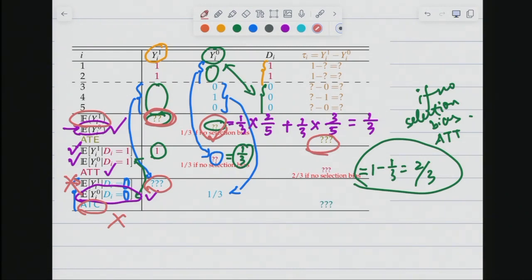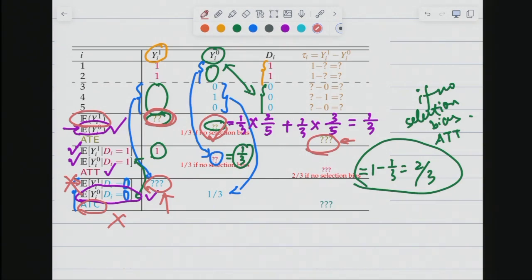So the key here is that no selection bias is only related to the control state. Remember, it's about comparing the mean outcome across groups in the control state. If they are the same, no selection bias. But that does not tell us anything about the treated state. So it does not ensure we can recover ATC, the average treatment effect for the control. And therefore, we can't recover the ATE, because the ATE is simply the weighted average of ATC and the ATT.